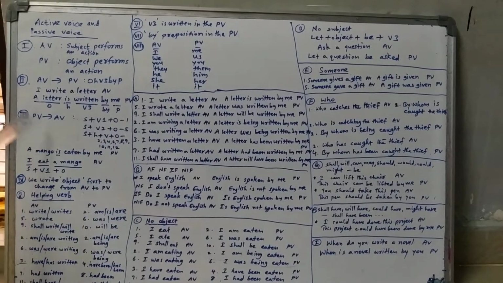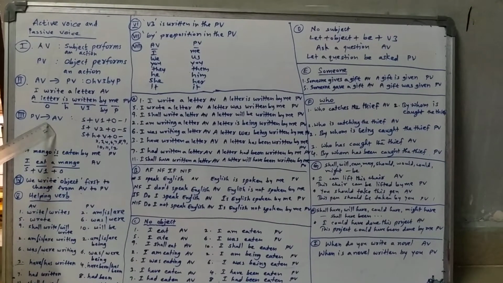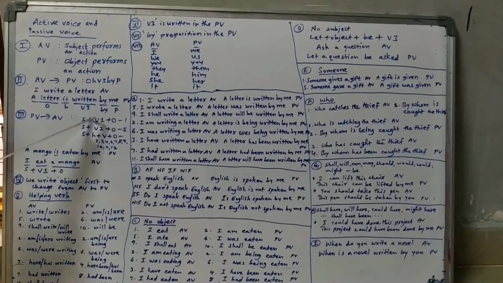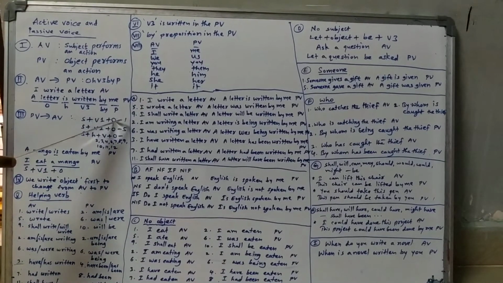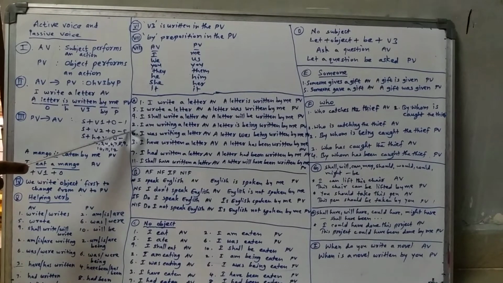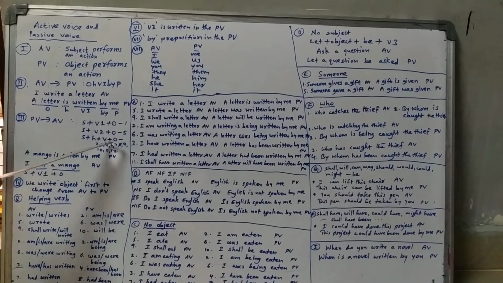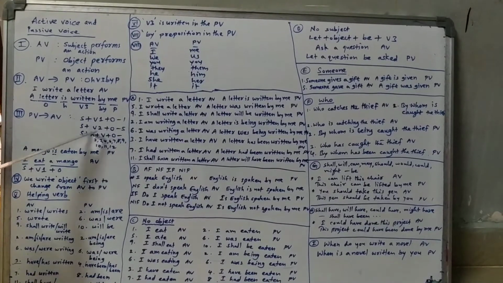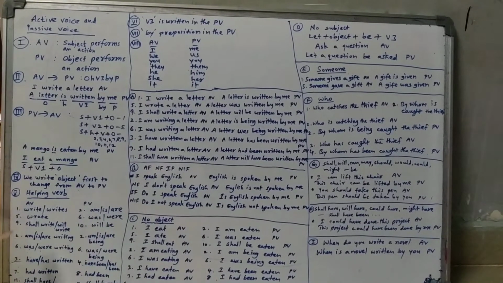Okay, when we change a passive sentence into active voice, we use these principles. Subject, verb 1, object in the simple present tense. Subject, verb second form, object in the simple past tense. Other than these two tenses, we write subject, helping verb, verb form, object.